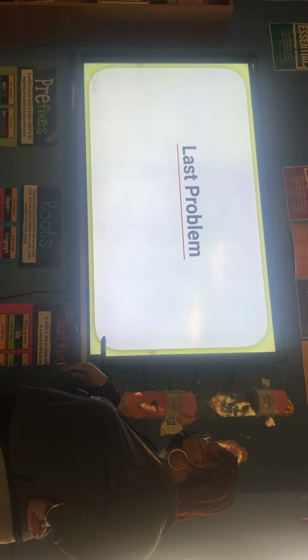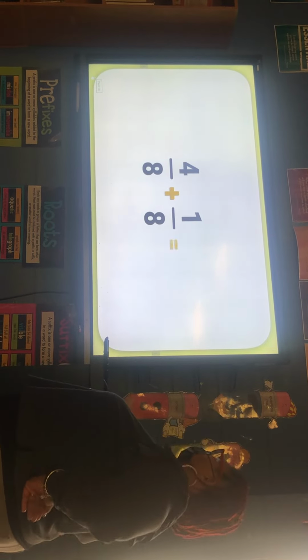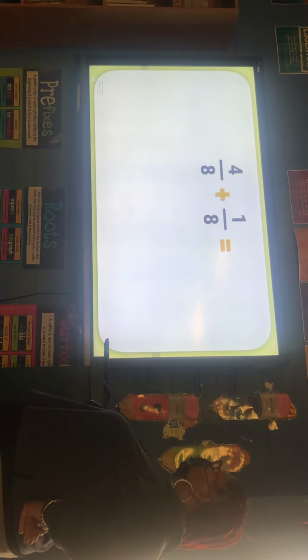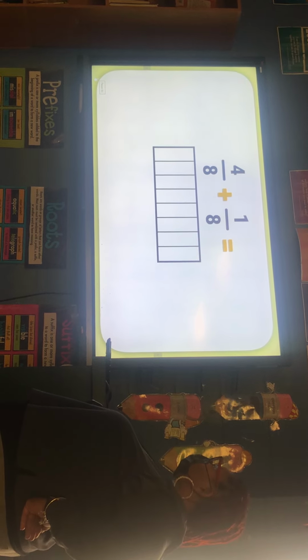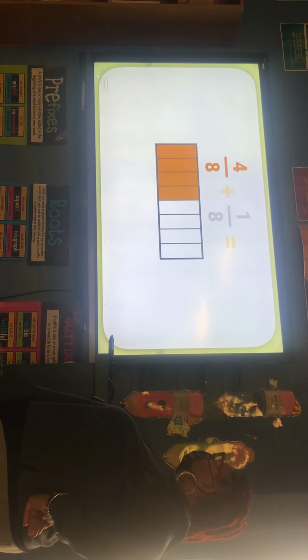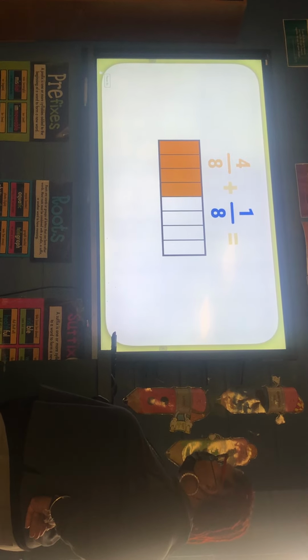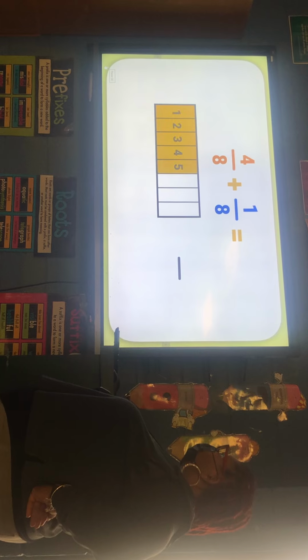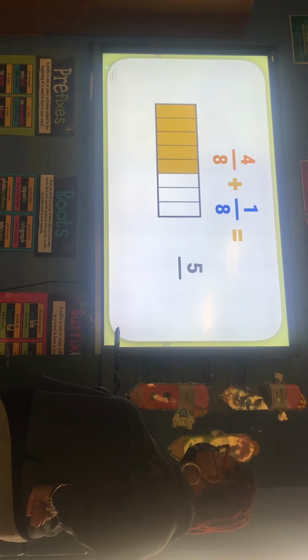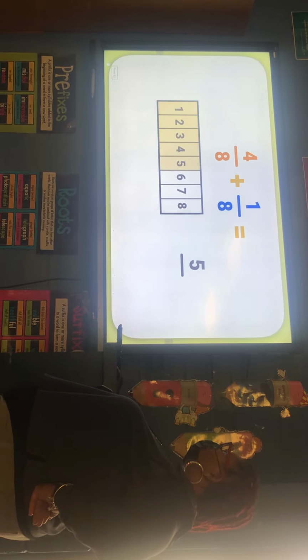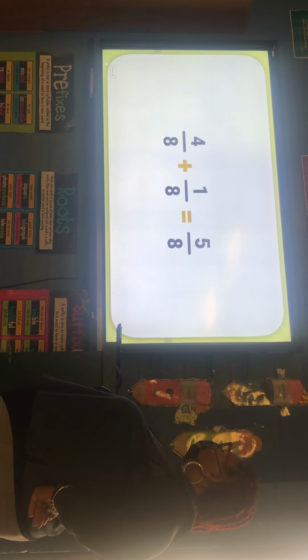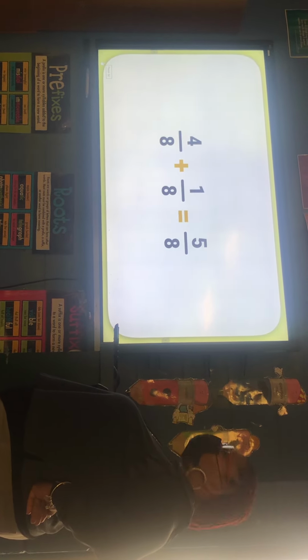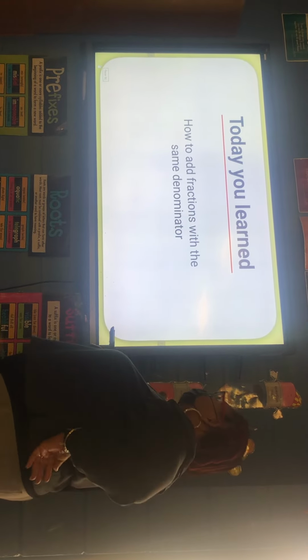Now here's your last problem for this video. What does 4/8 plus 1/8 equal? If you start with a model, you should show 4/8. You'll shade in 4 pieces of your model. Then shade in 1 more eighth. Now this model shows us a fraction. 5 pieces are shaded, so the numerator is 5. And there are 8 pieces total, so the denominator is 8. 4/8 plus 1/8 equals 5/8. Today you learned how to add fractions with the same denominator.